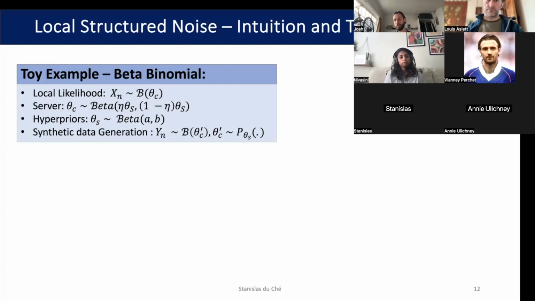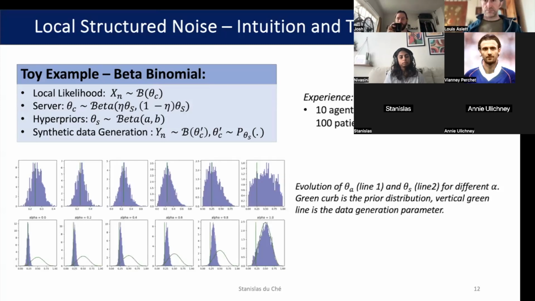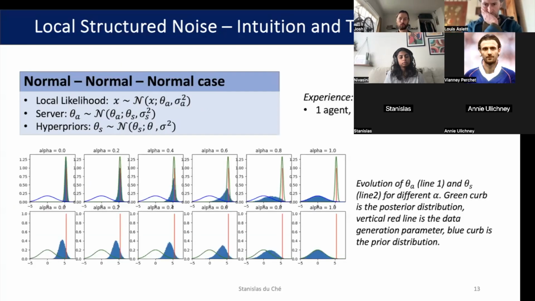So we're going to see it with a beta binomial model. Really simple. We do a Bernoulli model with a conjugate beta distribution, and the same for the prior. And we do a small experiment. What we can see is, if we draw one local parameter versus the distribution of the server, for alpha going from 0 to 1, you can see a slow shift from one distribution to another. It is even more remarkable if we take back the normal problem. What is here is much cleaner because there are fewer agents. Here you can see that we go from the posterior to the prior distribution really cleanly.